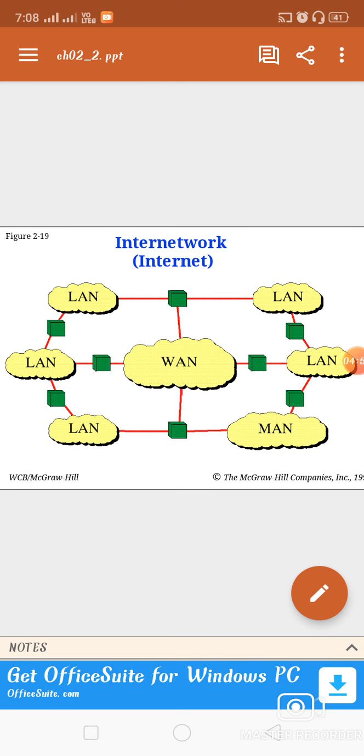Inter-network. Inter-network means different networks can be connected for data transfer or communication. It is an inter-network.